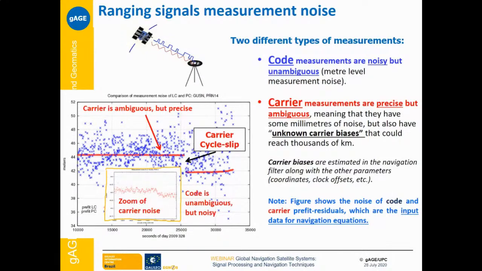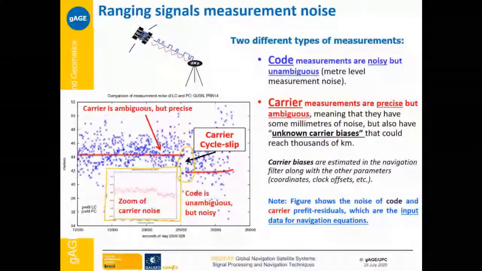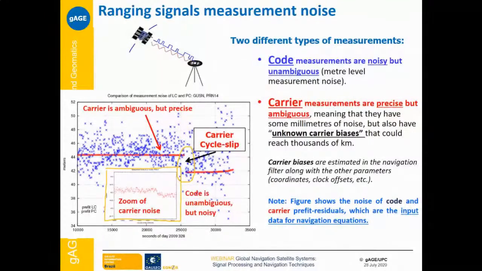But from time to time, we have discontinuities. We have discontinuities in the carrier phase tracking. This is what we call cycle slips. And then we have to be careful, and there are techniques to detect these cycle slips.